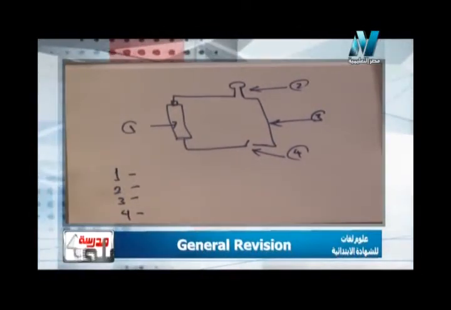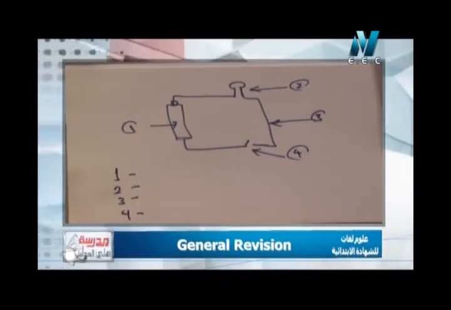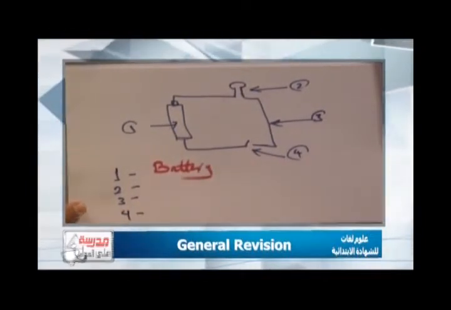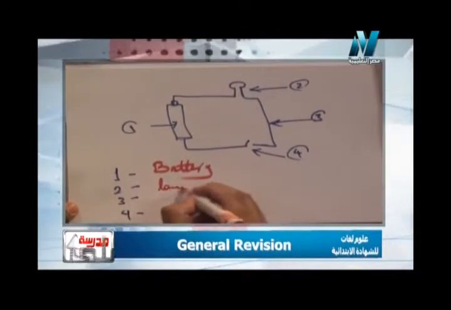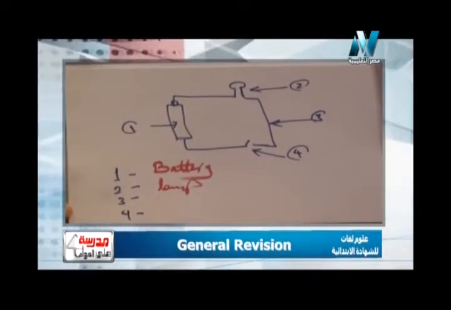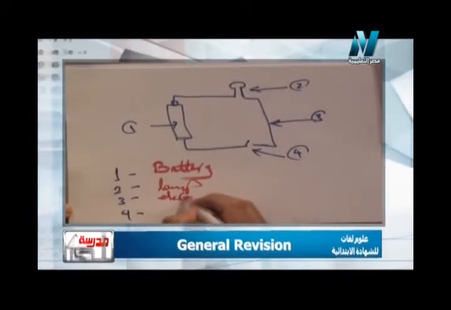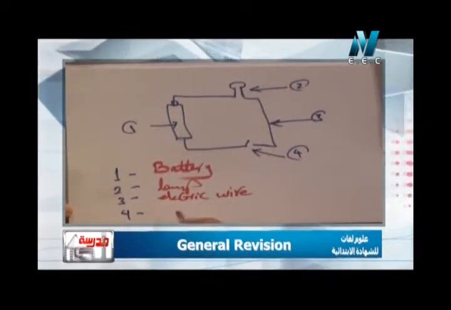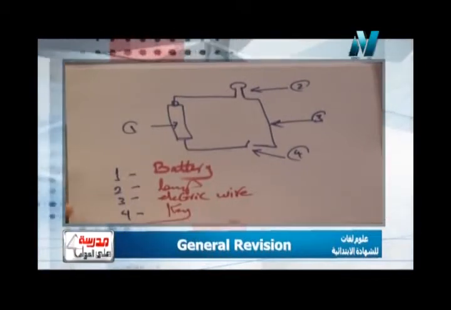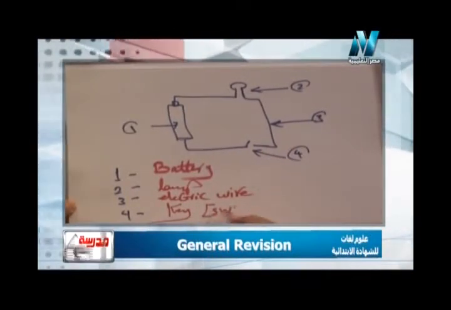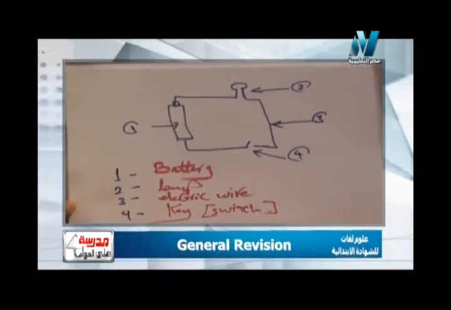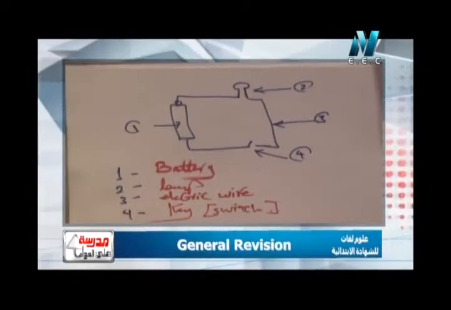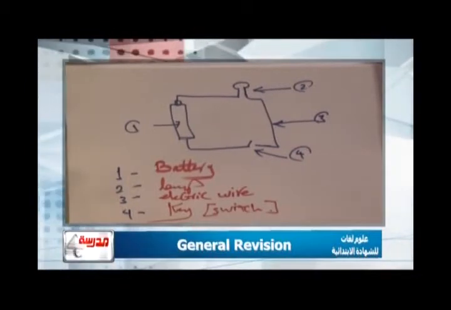As we know, number 1 is the battery or the dry cell. Number 2 is the lamp. Number 3 is the electric wire. And at last, number 4 is the electric key or the switch. So we have 4 main components, or at least 3 main components. Sometimes there may be 3 only, without the key.